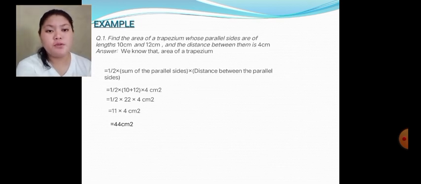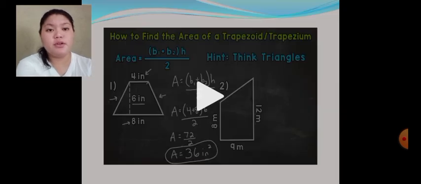So copy it, 1/2 times 22 times 4 centimeters squared. So we have 11 times 4 centimeters squared. So we can get the answer by multiplying 11 times 4. The answer is 44 centimeters squared. Okay. So that you can understand better, I have here a video and let's watch it together.